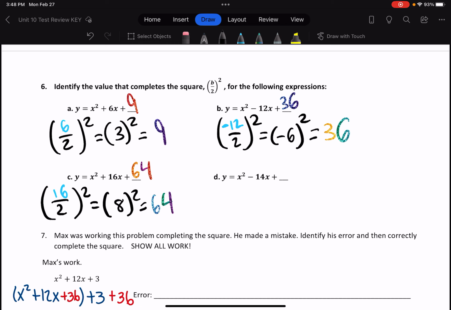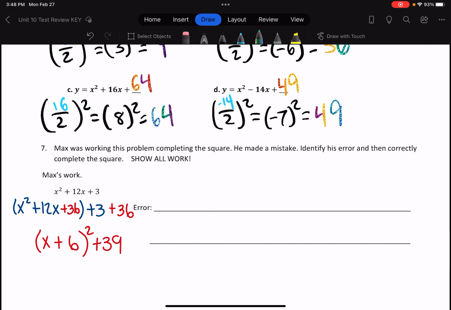So my perfect square value is the number 64. And for D, I'm going to be looking at my b value of negative 14. Negative 14 divided by 2 is negative 7, and negative 7 squared is a positive 49. So my perfect square value there is 49.